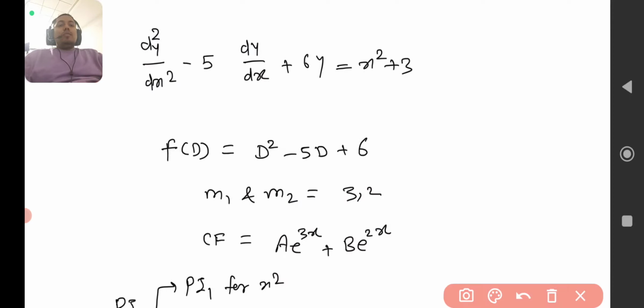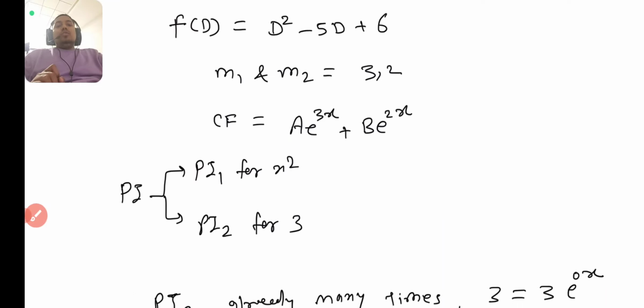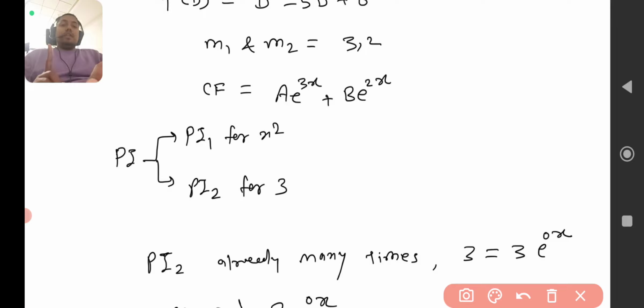So what is the first job? Make your auxiliary equation. Second job, put that auxiliary equation to 0, find out your roots. m1, m2, 2 roots are 3 and 2. Roots are real and different. So what is your CF? A e power m1x plus b e power m2x. That part is also done.